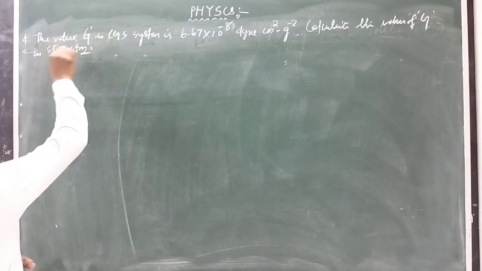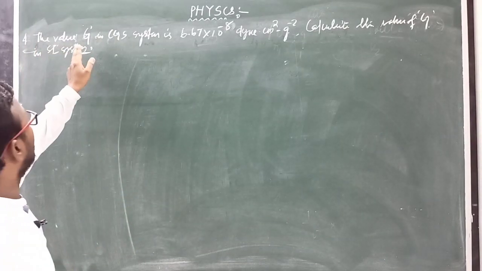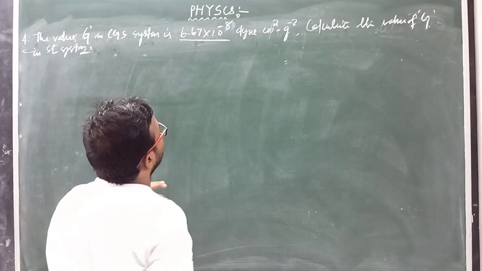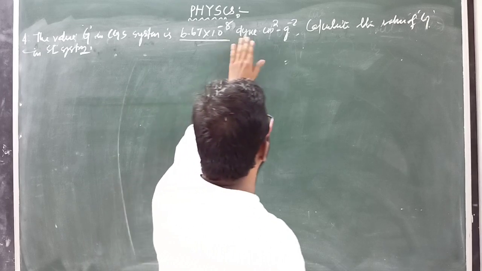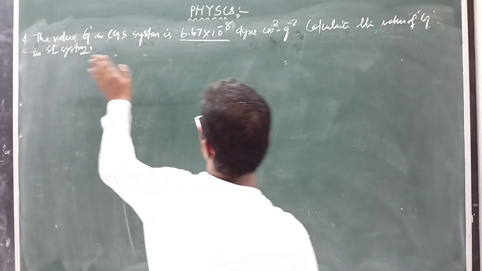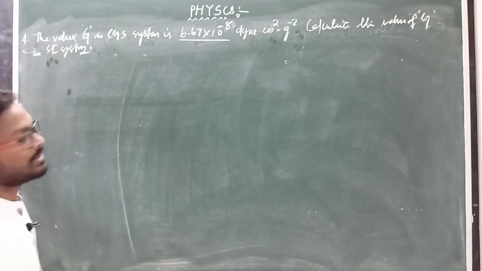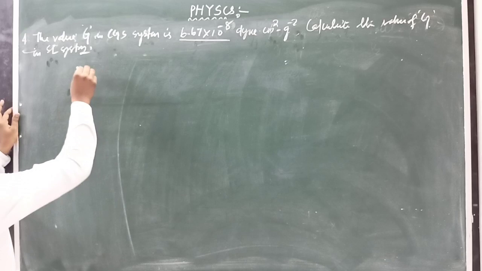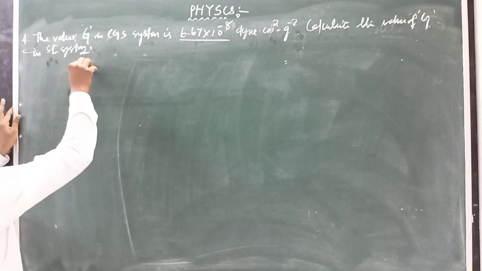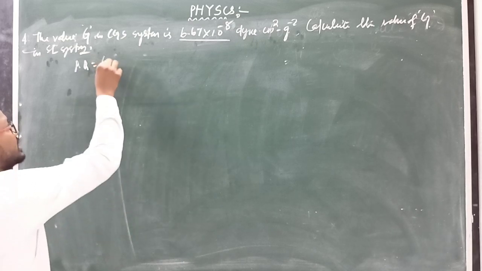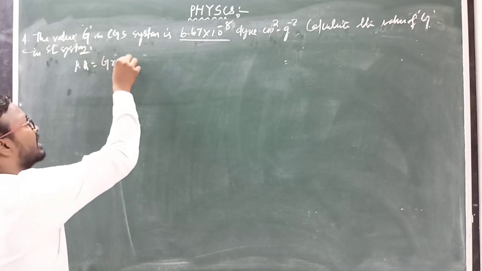Now let's start another question. The value of G in CGS system is given by 6.67 into 10 to the power minus 8 dyne centimeter square gram minus 2. Calculate the value of G in SI system. G means universal gravitational constant. G we already discussed. First you have to identify the physical quantity. What is the physical quantity here? The physical quantity here is the gravitational constant.